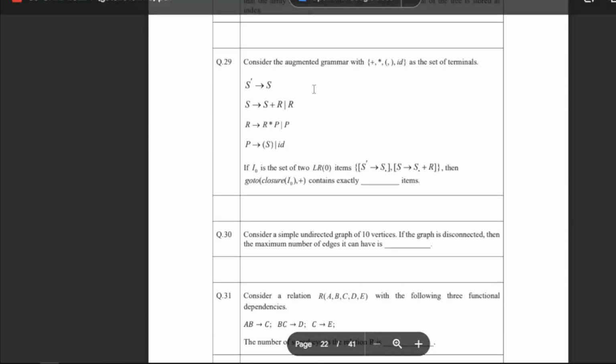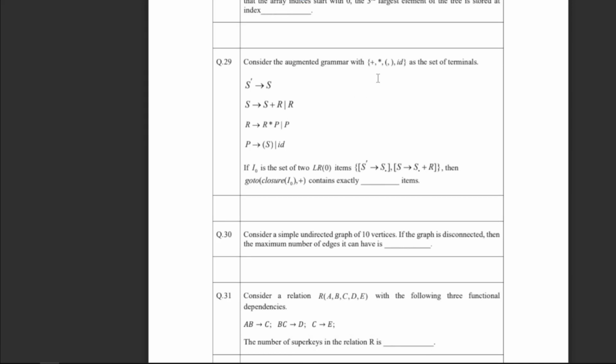Now consider the augmented grammar with this expression as the set of terminals, right? So for 29 we will get, if I0 is the set of two LR0 items, right, then the goto closure contains exactly... So you will have to solve this, you can make a diagram for this also, and you will get the answer as 5. So that contains exactly 5 items, right?